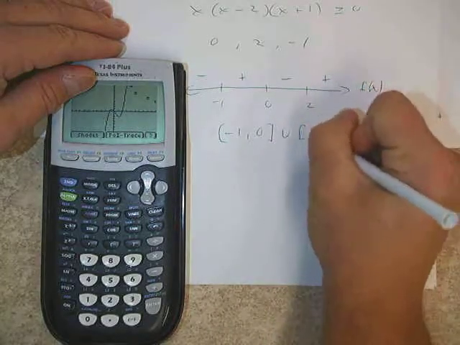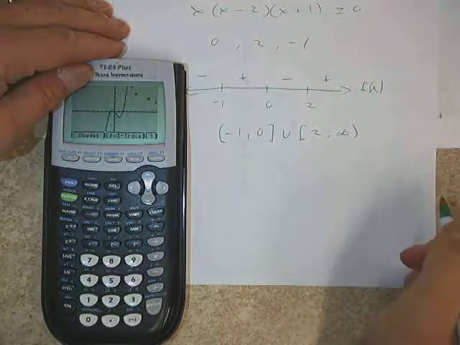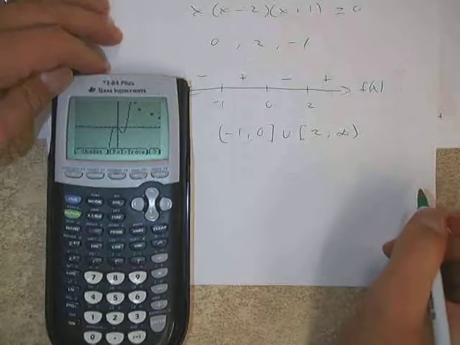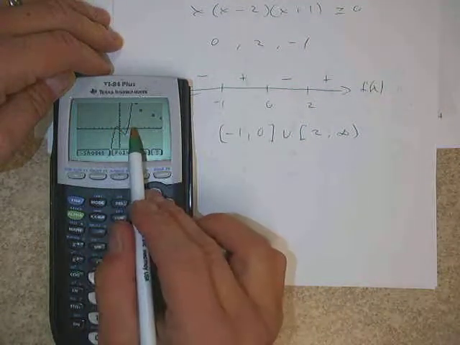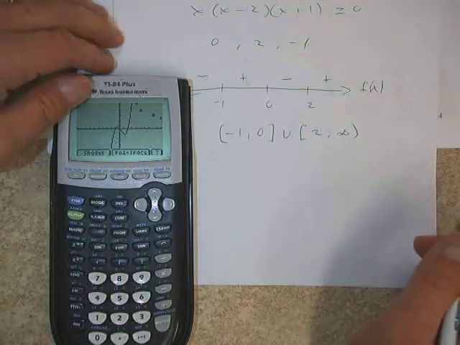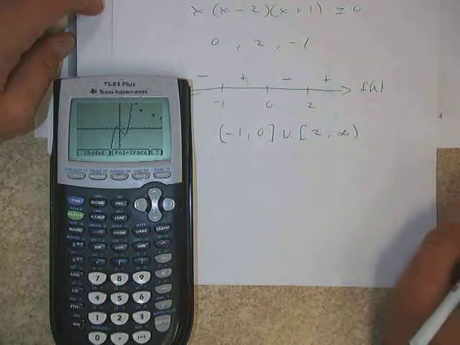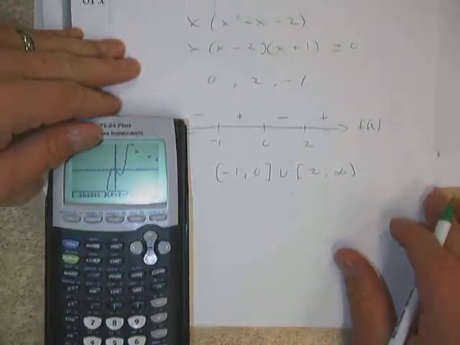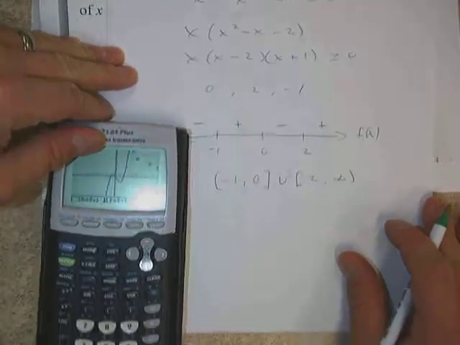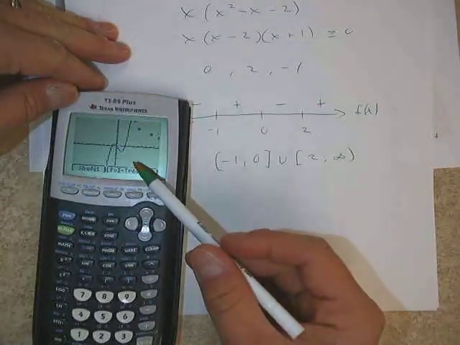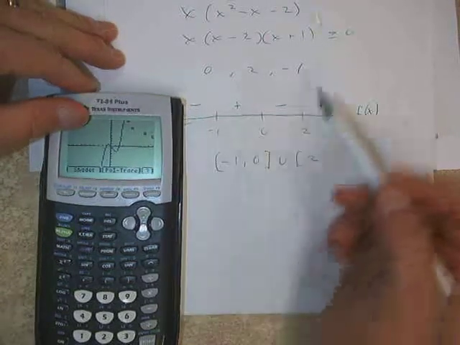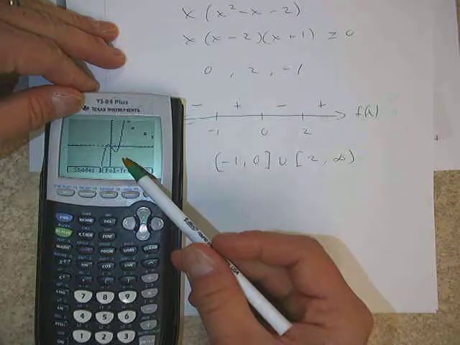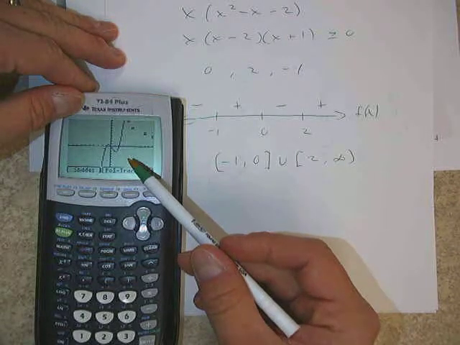So just like we did from the graph that we showed a few minutes ago, we are going to be greater than or equal to 0 from -1 to 0, and then also from 2 to infinity. Remember, it was an or equal to, so we do include the zeros. And that's exactly what we see here. From -1 to 0, we're above the x-axis, and from 2 to infinity, we're above the x-axis. So same answer.